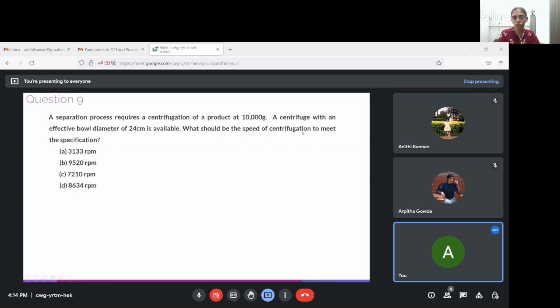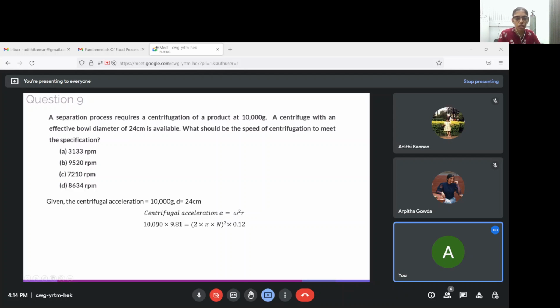When you have a centrifugation speed given in terms of G, it is known as the G force, or you can call it RCF. This RCF we need to convert into RPM as given in the options. How you will do that is that this 10,000 G can be considered as the centrifugal acceleration, or the G force. So centrifugal acceleration is equal to 10,000 into G, and the diameter of the centrifuge available to you is 24 centimeters. The centrifugal acceleration can be given as omega square into R.